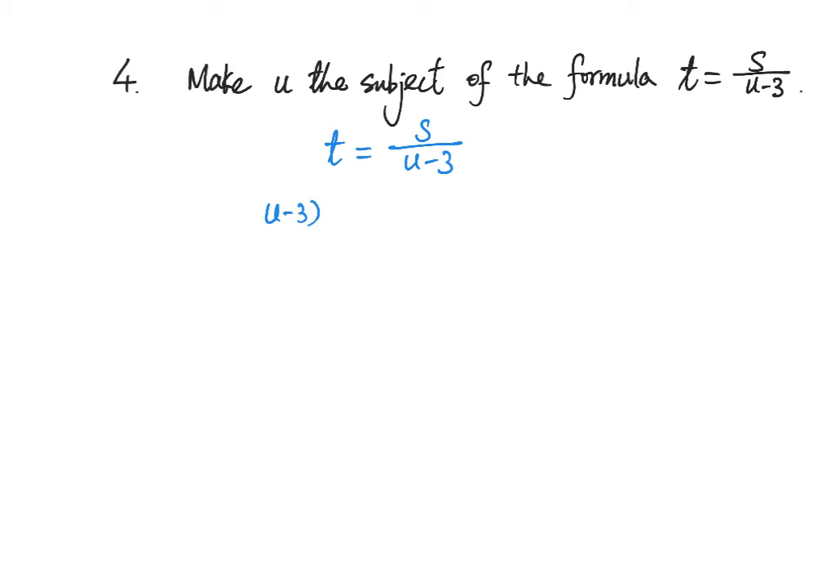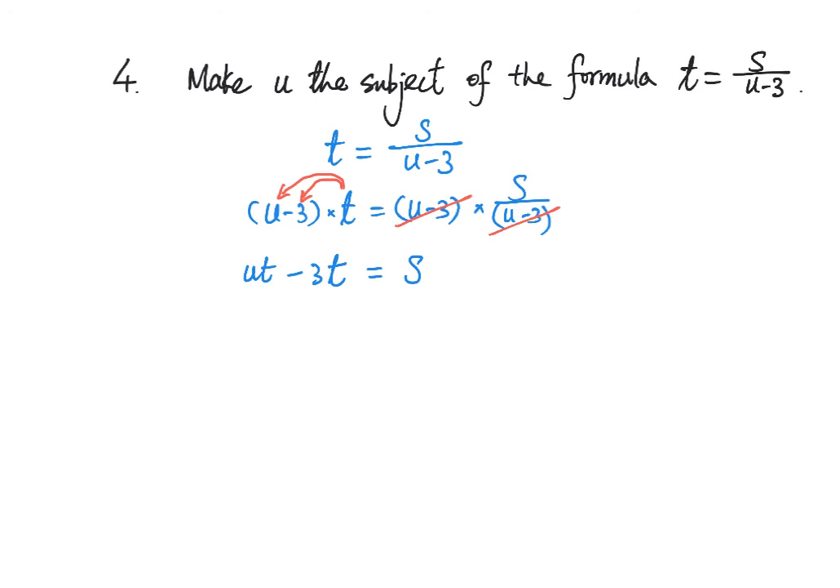u minus 3 times t. u minus 3 times the things on the right hand side. So u minus 3 can be cancelled on the right hand side. So s is left. And on the left hand side, we can expand it by rainbow method. t times u, which is ut. t times negative 3, which is negative 3t.